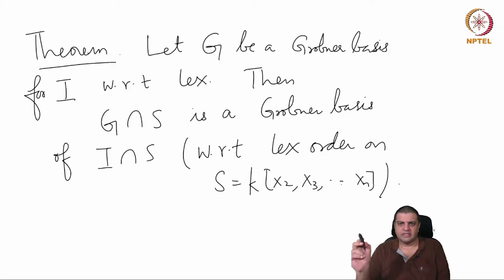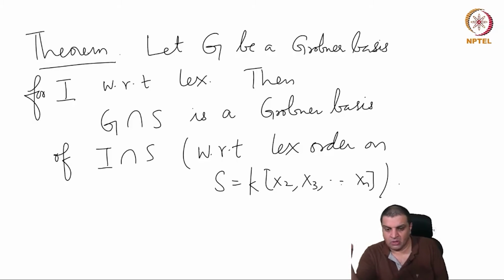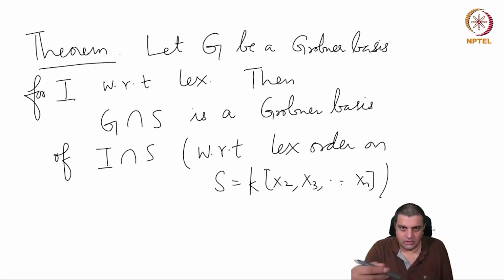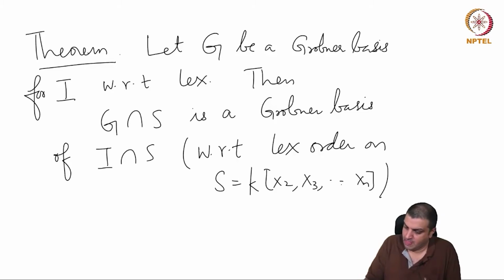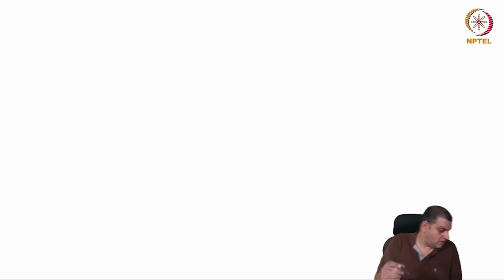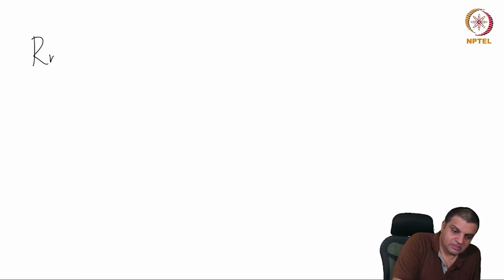So one observation that we can make is, if you compute the Gröbner basis of I with respect to the lexicographic order on R, then we can compute this step by step: eliminate x1, then eliminate x1 and x2, eliminate x1, x2, x3, and so on. Okay, so just a remark here, before we prove it.